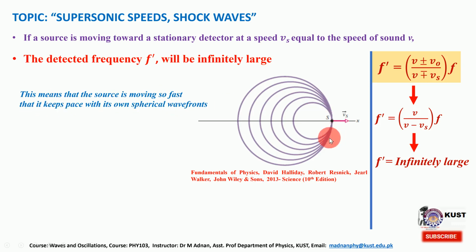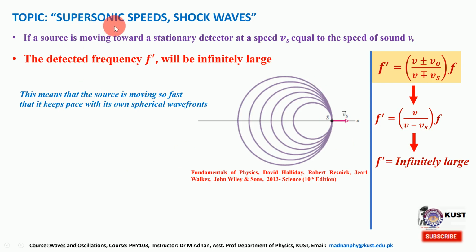As I told you in the last lecture, when the source is stationary, the wavefronts are spherically symmetric, and the difference between two successive wavefronts is equal. But when the source is moving, we will have a profile of the sound wavefronts like this.